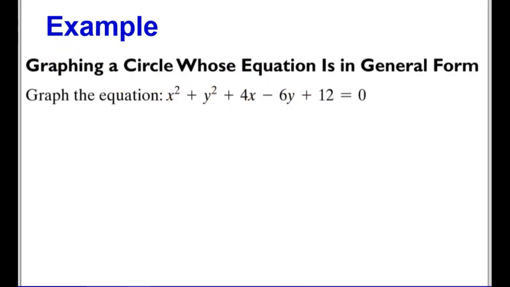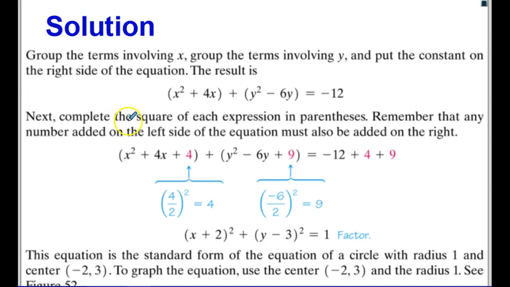Okay, so here's what we do. First, I group all of my terms. So I group my x's together and I group my y's together, and I get my constant over to the other side of the equal sign. So all I'm doing is just shuffling the order. So now I'm completing the square.